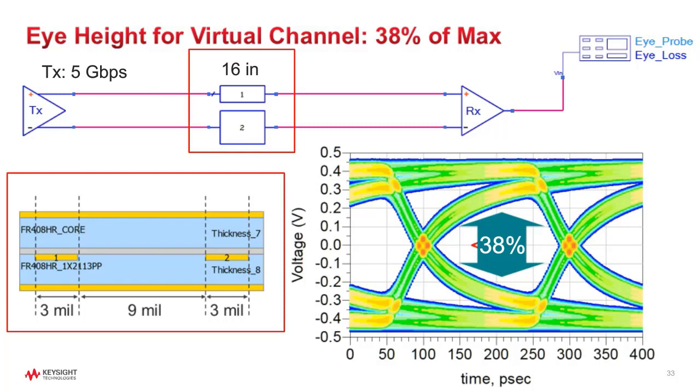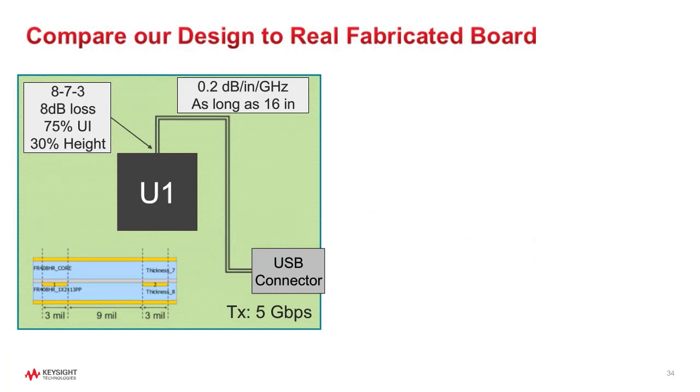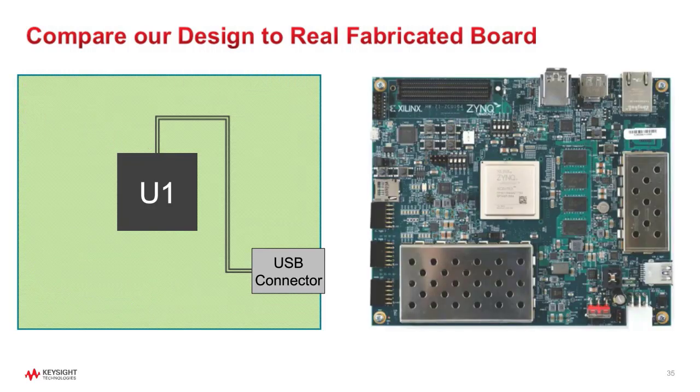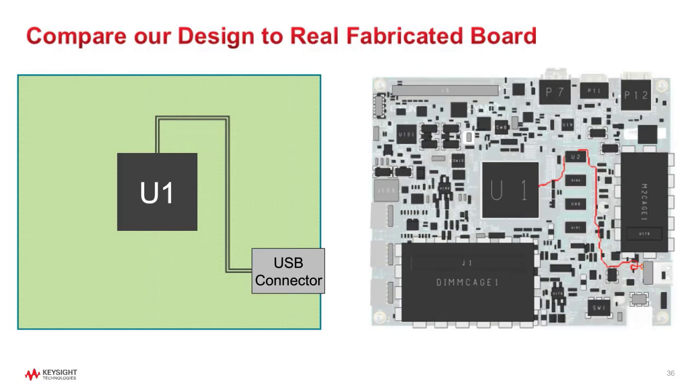Next, we're going to take a step further and compare our design to a real fabricated board. As shown here, this is a Xilinx board that they were great to share with us. We're going to take a look at how they designed their USB traces, given the same location of the receiver and transmitter over here, and to take a board layout file into a 3D view, we will use SI Pro.